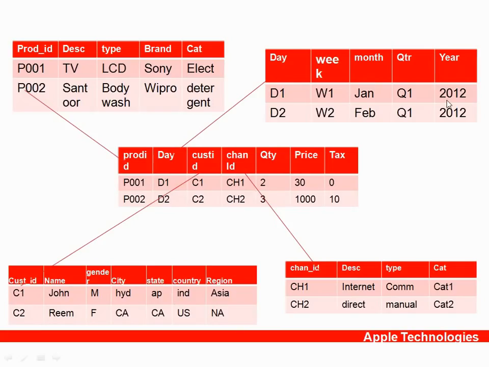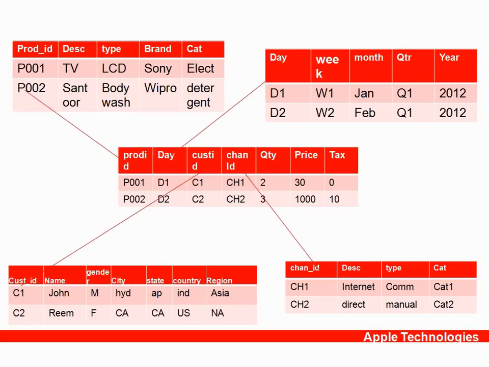Okay, on the 2012, and whether he purchased online or offline. So he purchased, okay, CH1 means it is the internet, means he purchased online. So this is how you can combine the data which is there in the fact table along with the dimension, so that any question if I ask you, can you please tell me how many quantities sold out in a Sony brand?